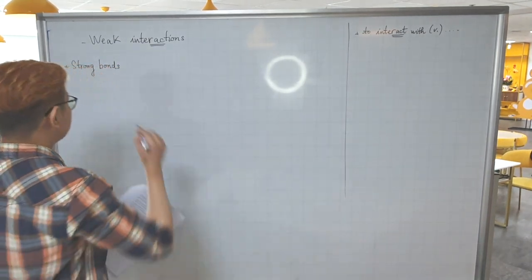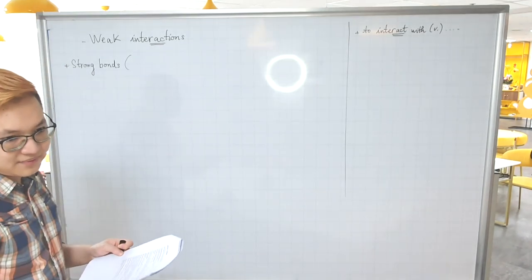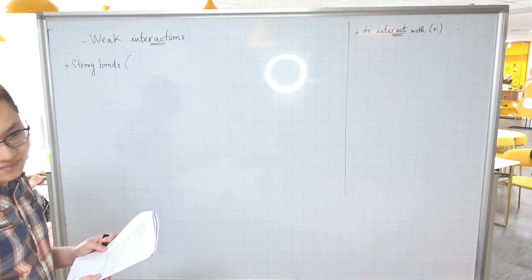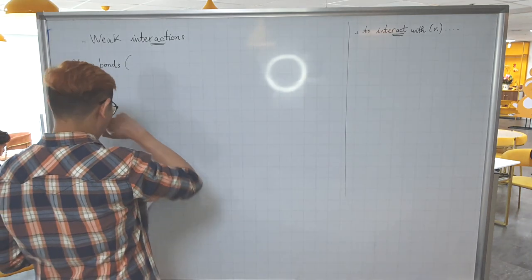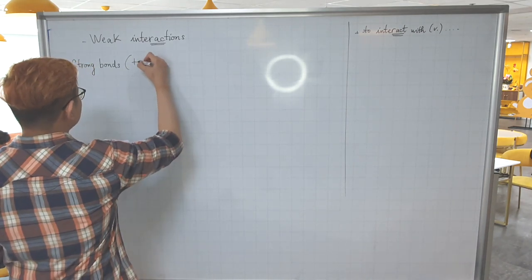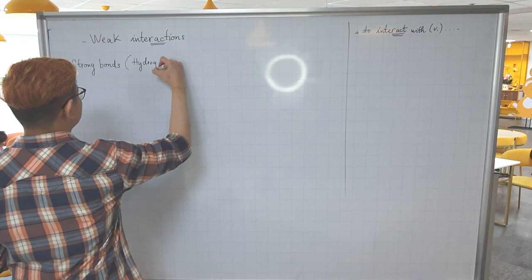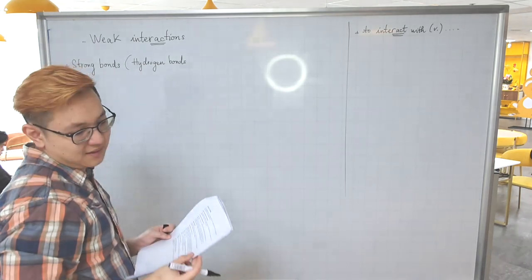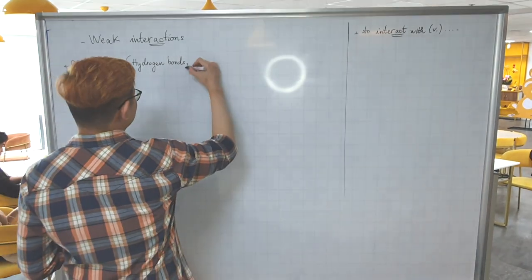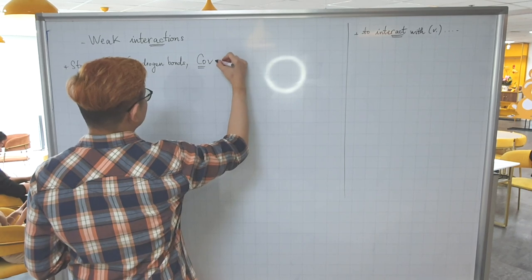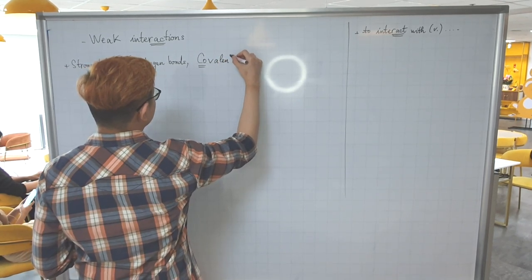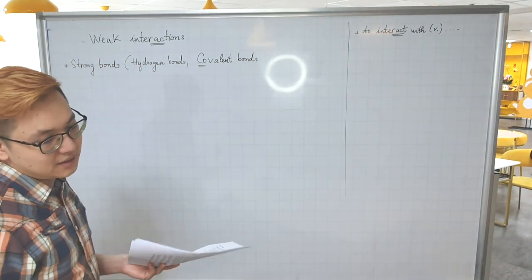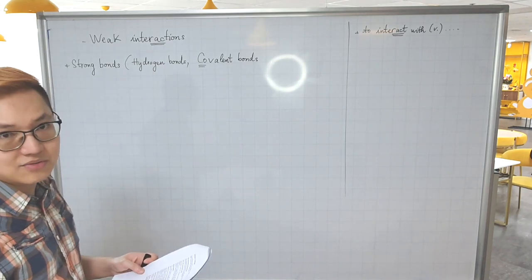Okay. So we have strong bonds such as... Tell me some strong bonds. Do you know any strong bonds? Hydrogen bonds. Yes. Well, that's quite strong. It's hydrogen bonds. We also have the covalent bond. So what's inside covalent bonds? We have polar covalent bonds and non-polar covalent bonds.